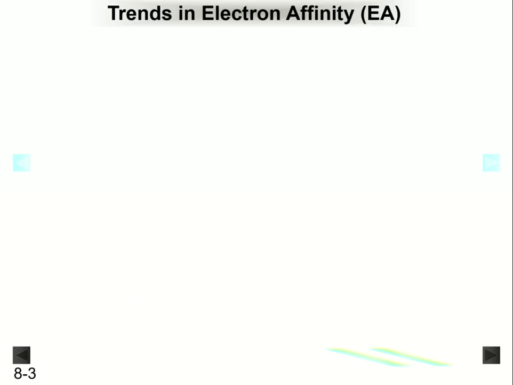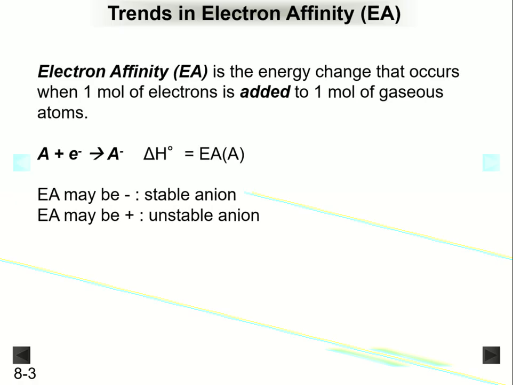The next property we're going to look at is electron affinity, termed EA. An atom can have an electron affinity, and that is the energy change that occurs when 1 mole of electrons is added to 1 mole of gaseous atoms of that element. So if we take A and add an electron to it, we form A minus. The enthalpy for that process is the electron affinity of the atom A.